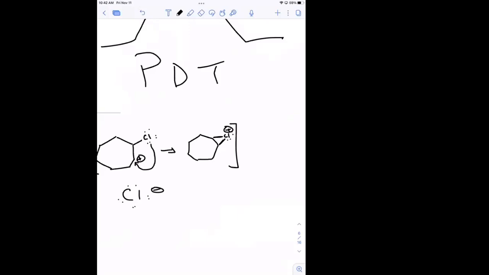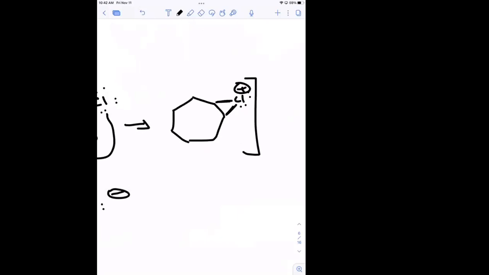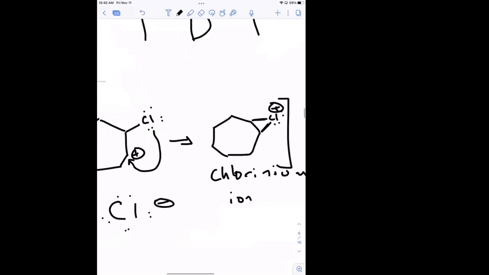So the ring closure, let me write down what this is. This is a chlorinium ion. So the ring closure is faster than direct attack of that other chlorine which is out here.